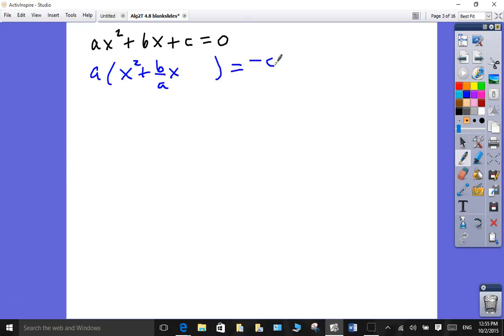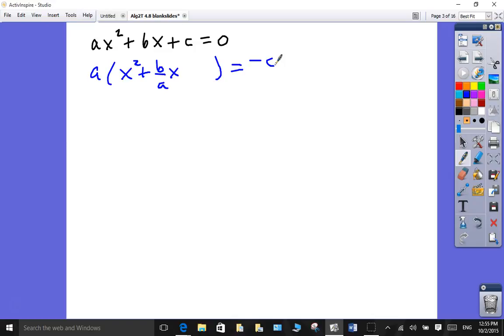So where does the b over a come from? If you're dividing out an a from b, then you get b over a. And if you're not sure about that, just go backwards. What is a times b over a? The a's cancel and you get b. Okay, so that is the way it works.